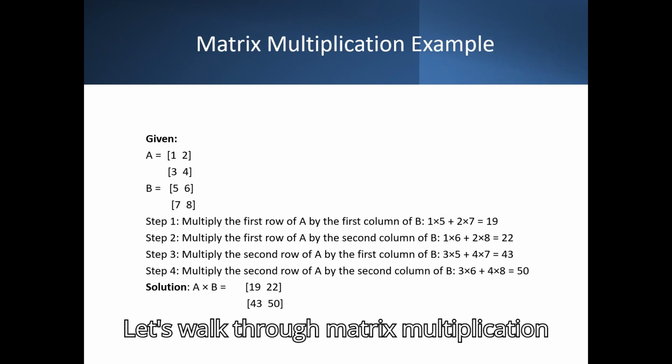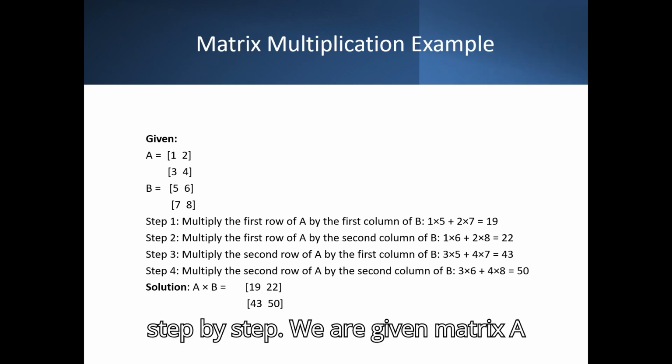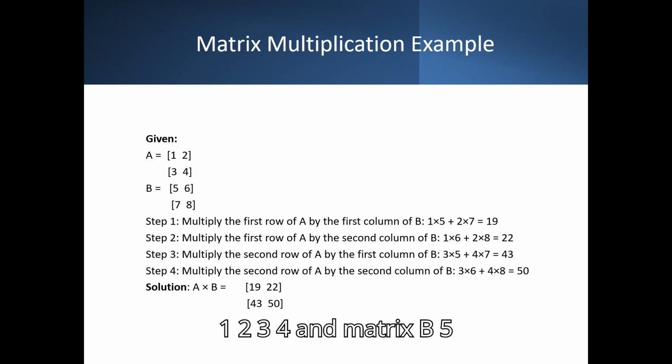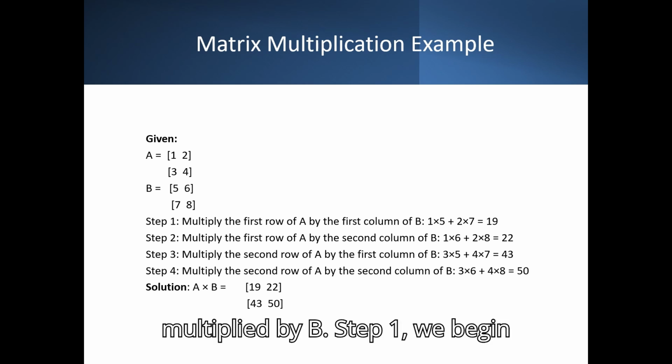Let's walk through matrix multiplication step by step. We are given matrix A, 1, 2, 3, 4, and matrix B, 5, 6, 7, 8. We want to compute A multiplied by B.